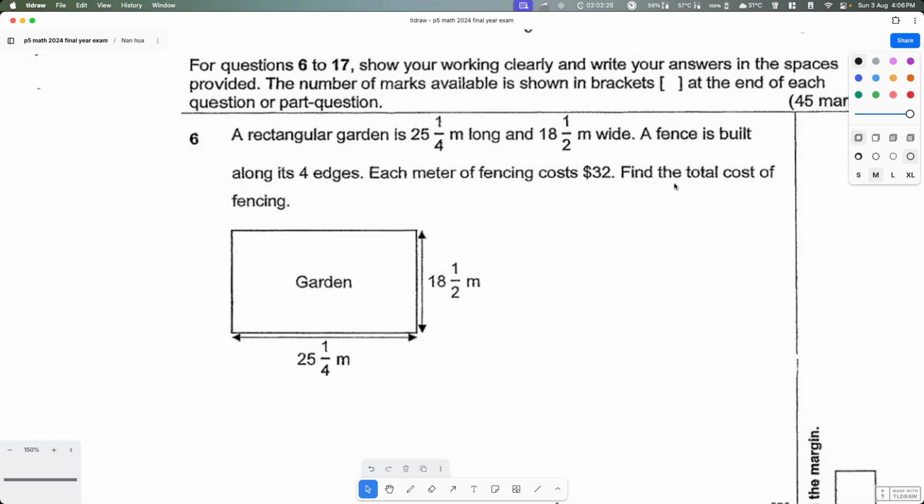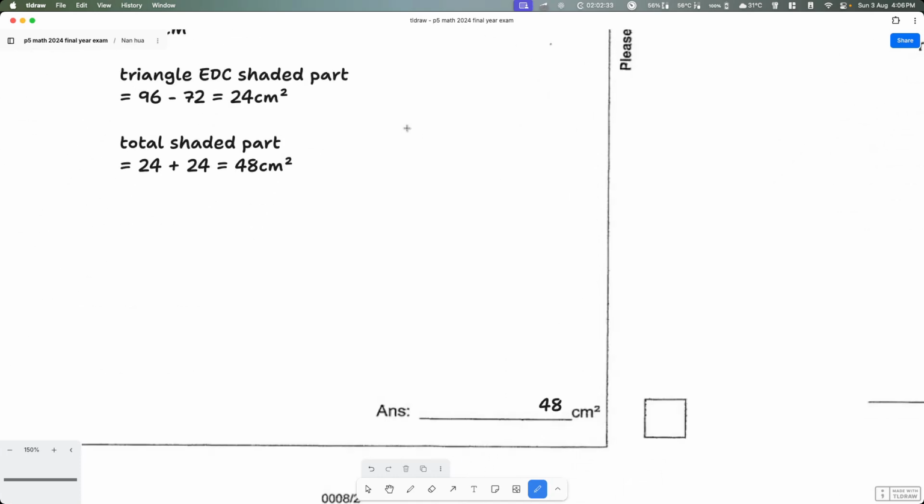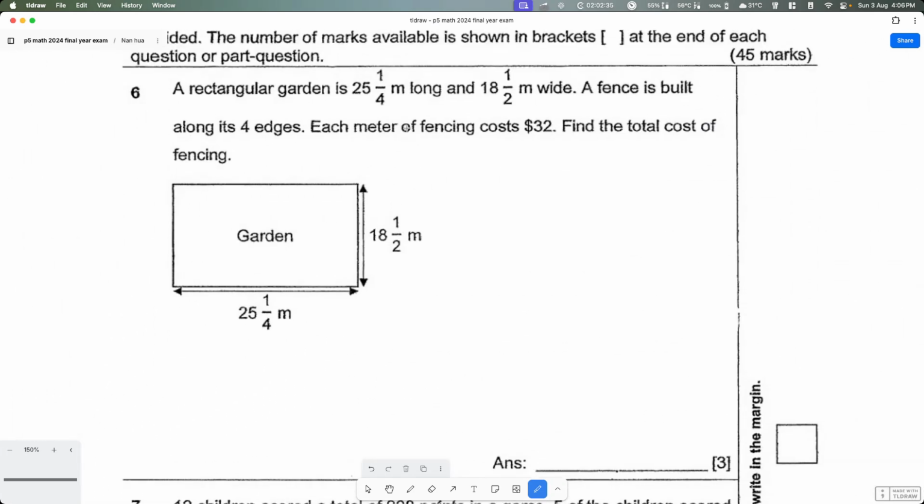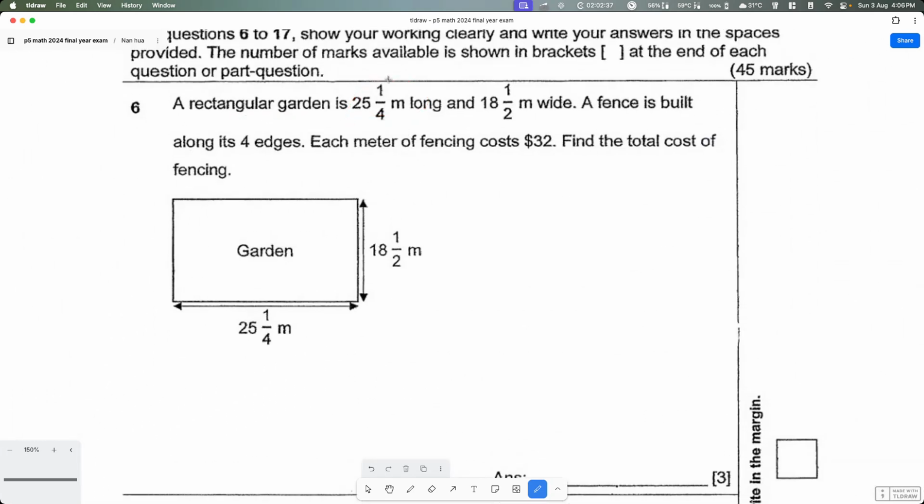Wait, let me double confirm. Yeah, 48. Okay. A rectangular garden is 25 1/4 meters long and 18 1/2 meters wide. A fence is built along its four edges. Each meter of fencing costs $32. Find the total cost of fencing.